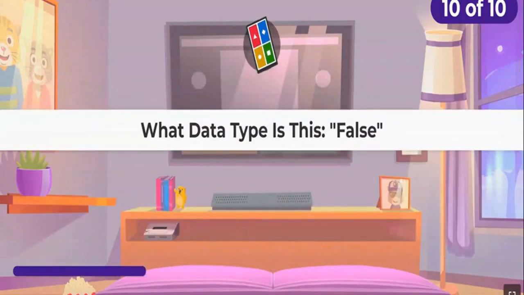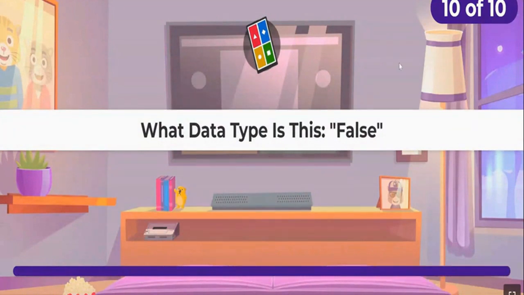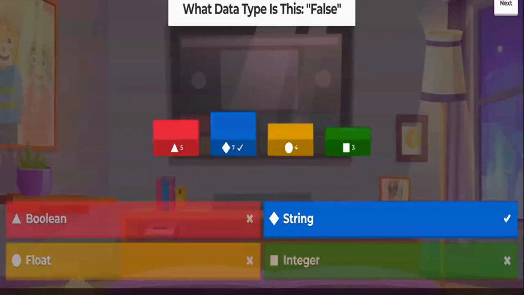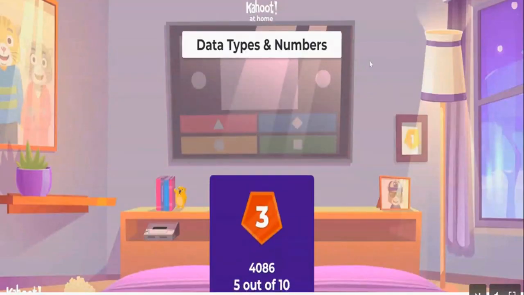Okay. What data type is this? False, with quotes. Okay, so this is actually a trick question. Normally, true and false are booleans, but in this case, it's considered a string because there's quotes around it.